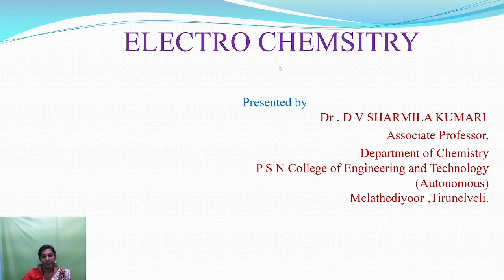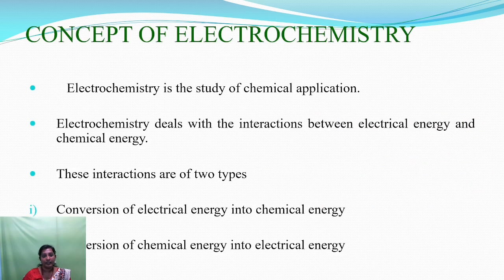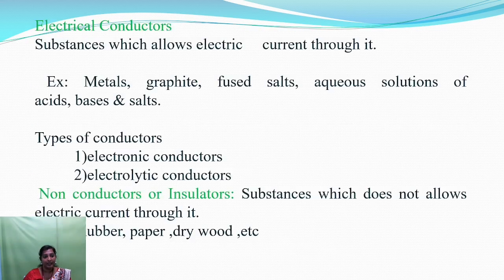Now we discuss the topic of electrochemistry. What is the concept of electrochemistry? Electrochemistry is a study of chemical applications. The electrochemistry deals with the interaction between electrical energy and chemical energy. There are two types of interactions: conversion of electrical energy into chemical energy, and conversion of chemical energy into electrical energy.